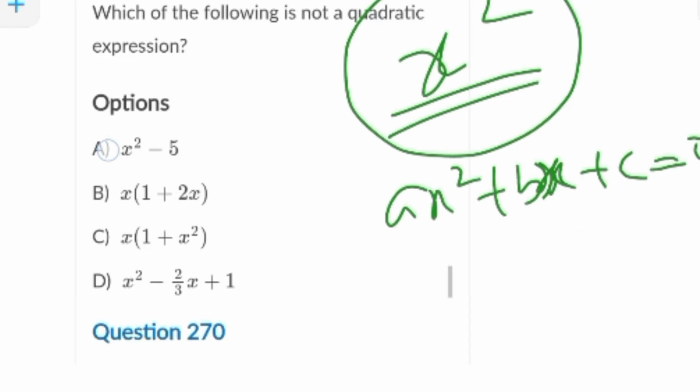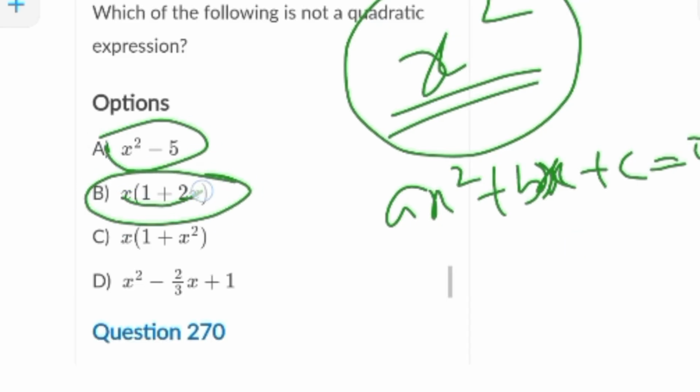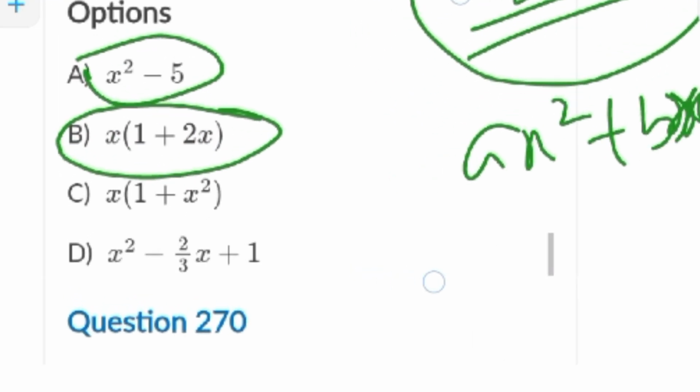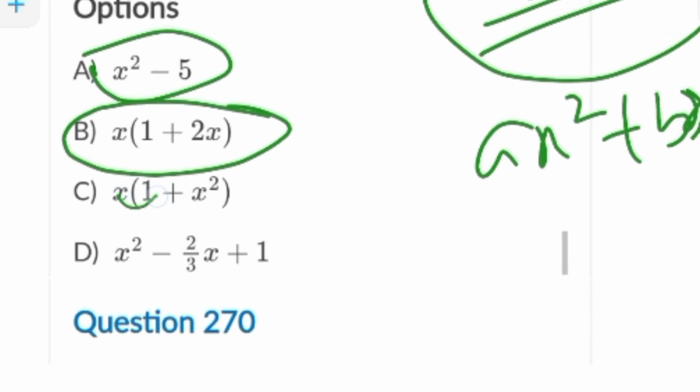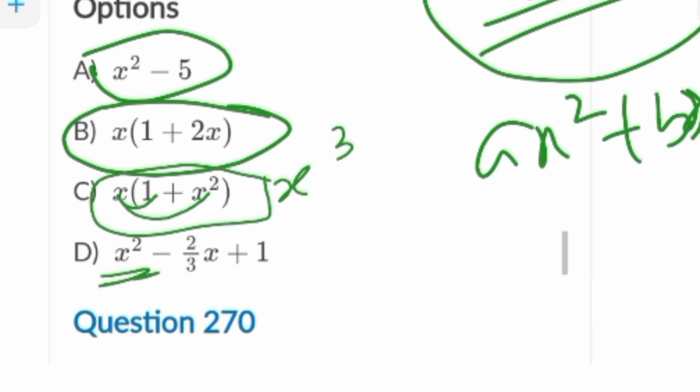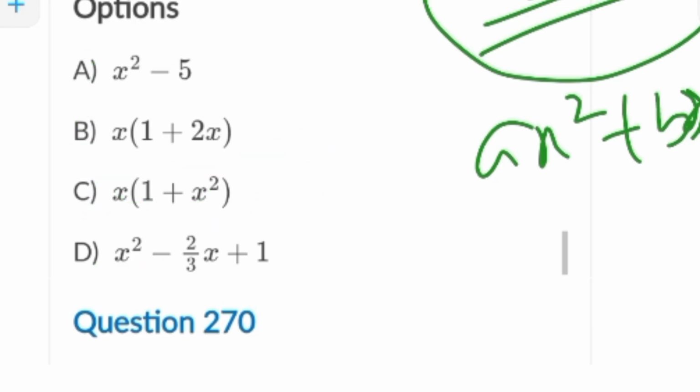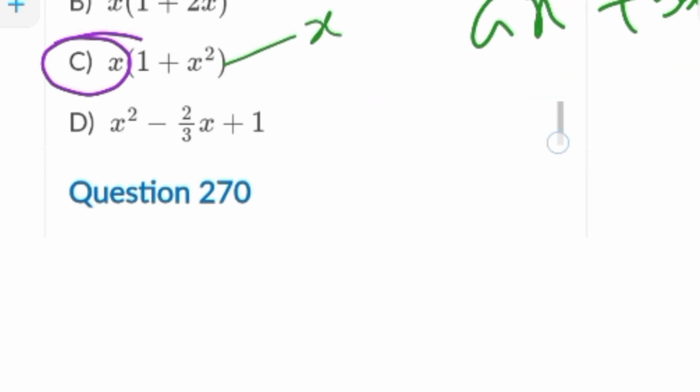So check this one, it has x squared. This one has x squared. If you expand it, this one will be x times 2x, that will be 2x squared. So it will have x squared. This one too, we have x here, but x times x to the power 2 will give you x to the power 3. So this one does not have x squared. This one already has x squared. So the answer is option C. This one has x to the power 3, which is not required for a quadratic equation. So this is the answer.